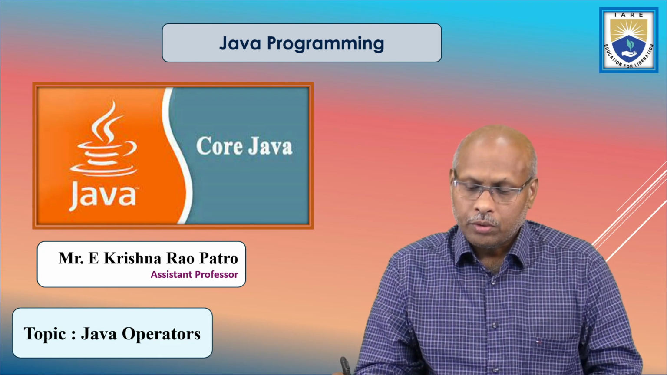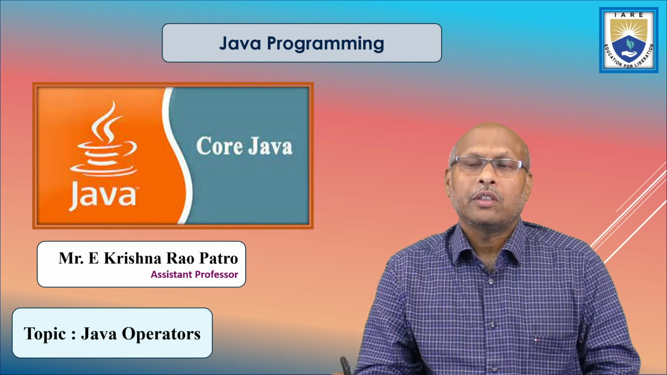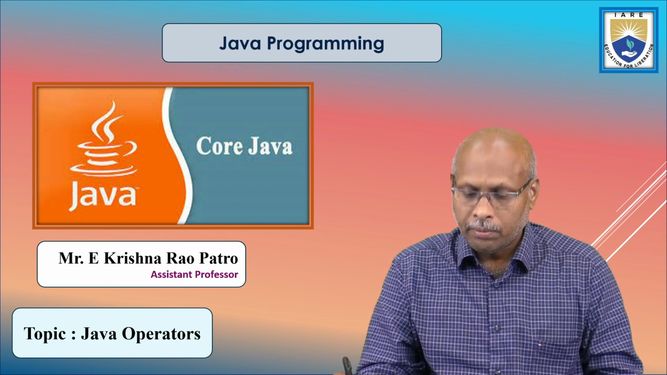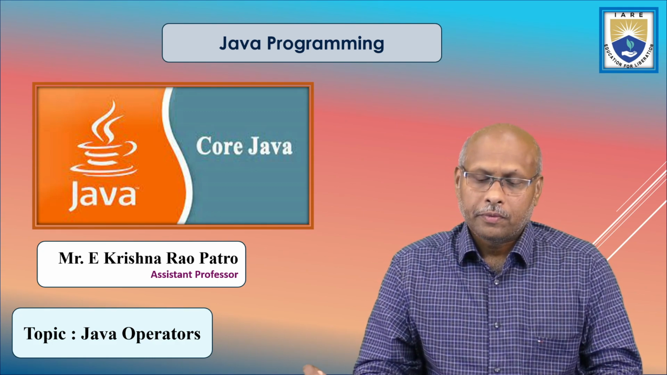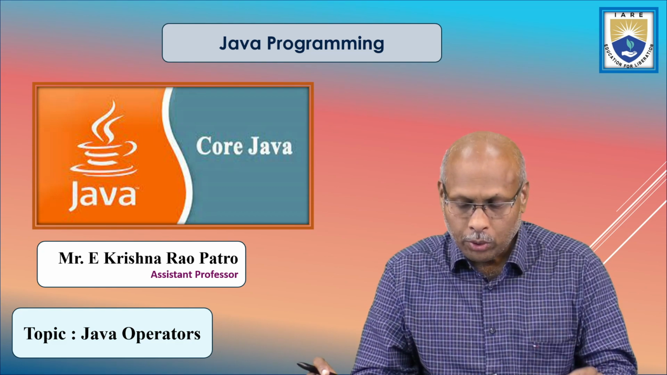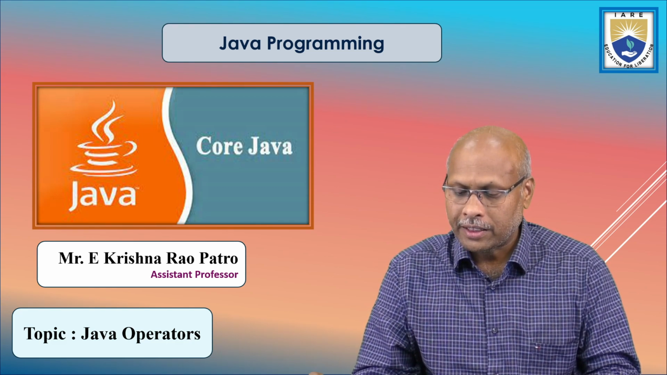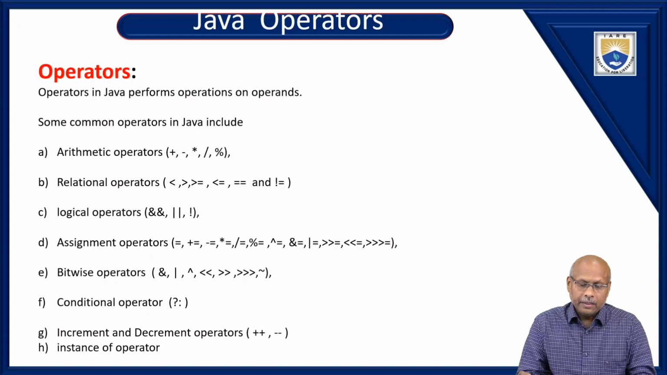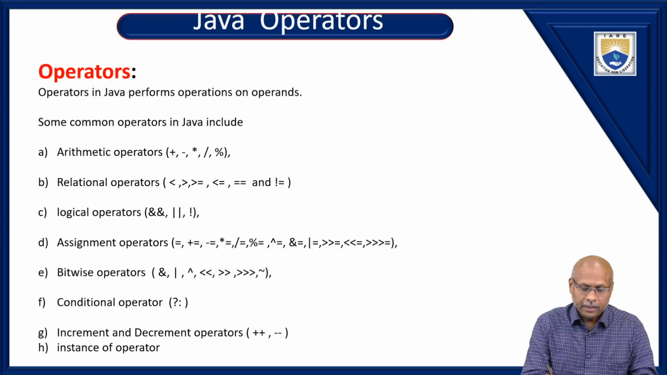I am Krishna Rao Patro, Assistant Professor from the Department of Computer Science Engineering from Institute of Aeronautical Engineering College, Hyderabad. Now, in this session, we'll see what the different types of operators available in Java are and how to use them. Actually, an operator is also one type of token. This particular token has to be used properly in a particular application. When I say operator, it always depends on operands.